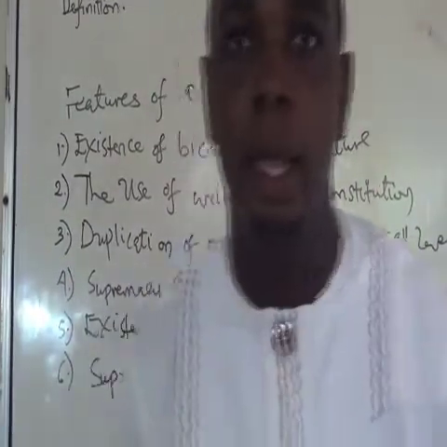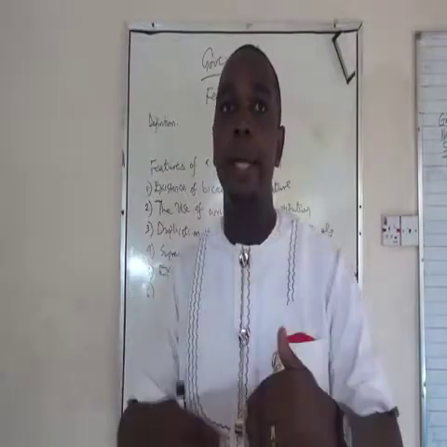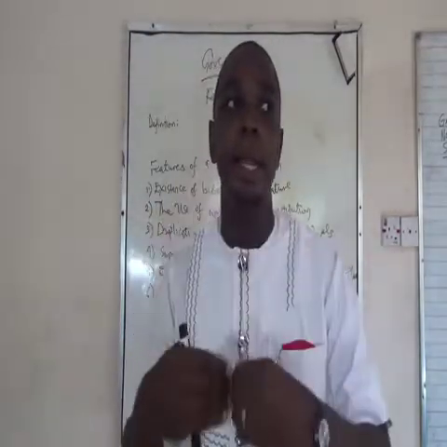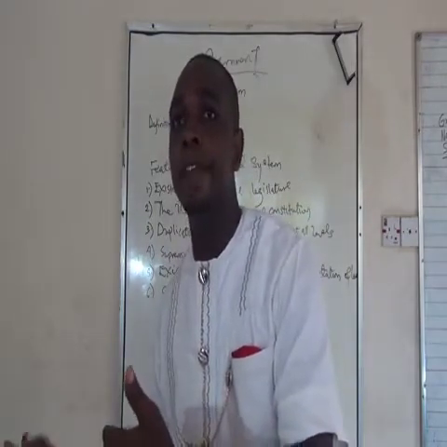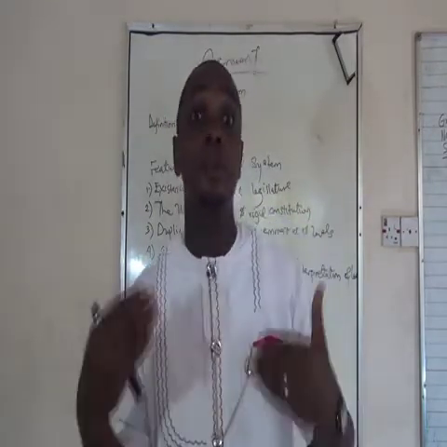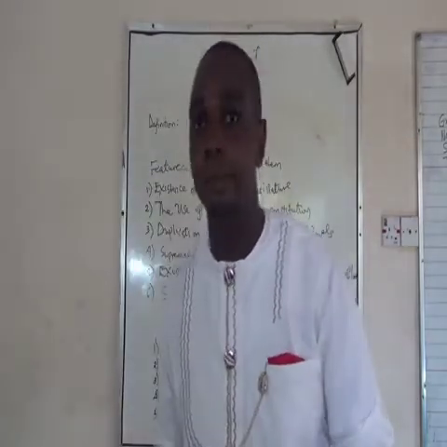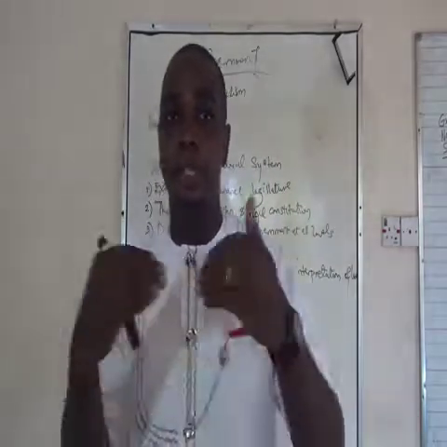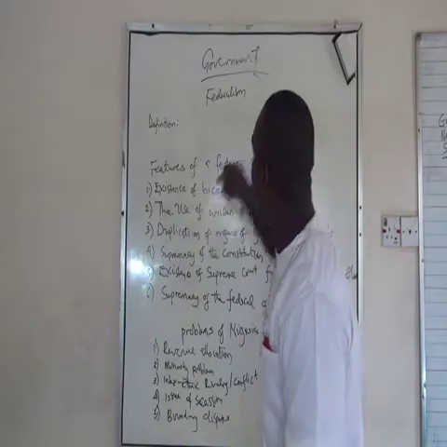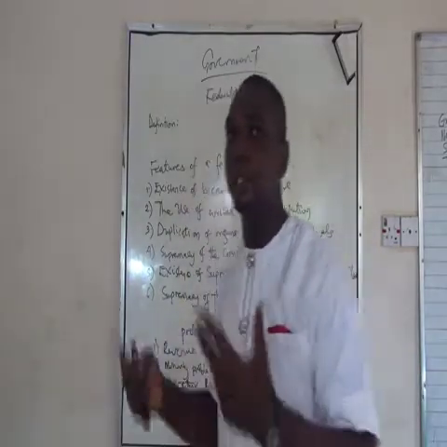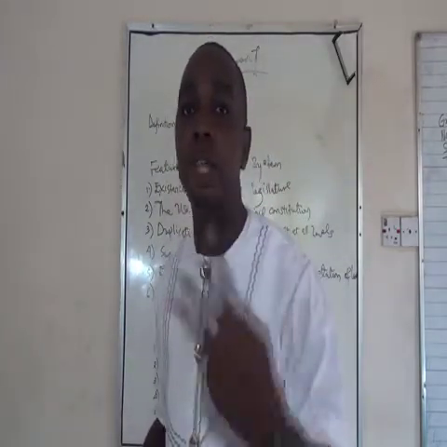Now, when we say a legislature is bicameral, we are looking at a two-chamber legislature, like where you have at the federal government level in Nigeria, because our case study is going to be Nigeria. You have the House of Representatives, and then you have the Senate. So, in any federal system, there must be an existence of bicameral legislature. When we say bicameral legislature, we are talking of a two-chamber legislature.